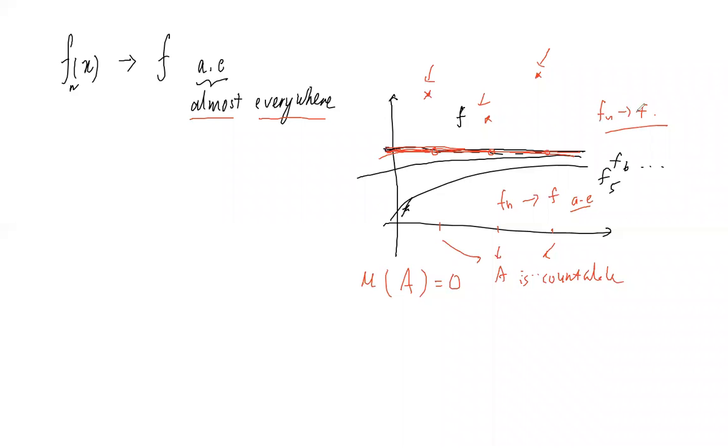But when you say fn converges to f almost everywhere, it means that there could be some points here whereby your fn doesn't converge to f, but it converges to some other values. But you don't really care about them because the measure of these points, where it's actually not f, is 0. That's what we mean by almost everywhere. So almost everywhere is a more general situation.